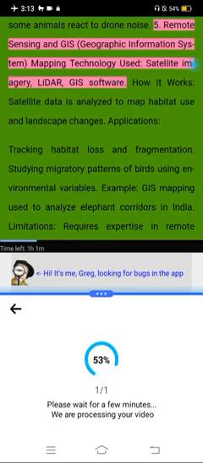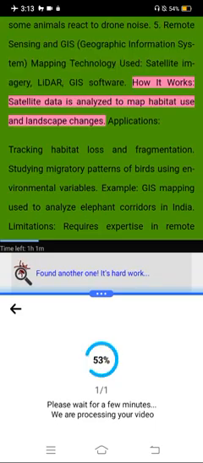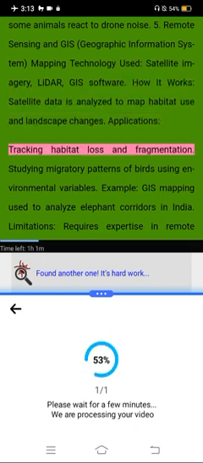5. Remote sensing and GIS, geographic information system mapping. Technology used: satellite imagery, lidar, GIS software. How it works: satellite data is analyzed to map habitat use and landscape changes. Applications: tracking habitat loss and fragmentation.